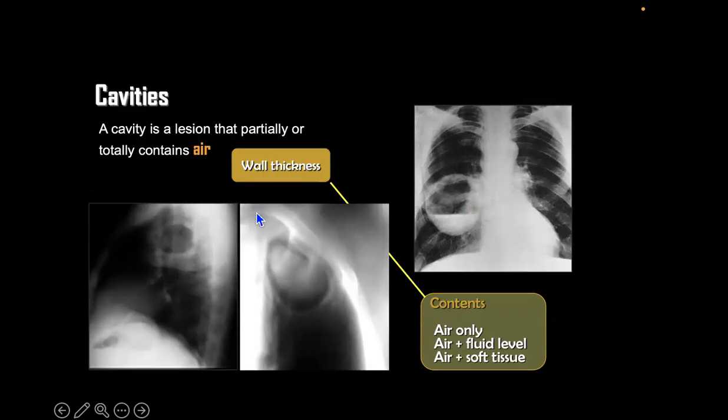So here we have a cavity. This cavity with an air fluid level, while this cavity has a soft tissue opacity inside. The differential usually includes things like fungal balls, especially this one, which is well demarcated, and it could be sinister, it could be a tumor, by the way.